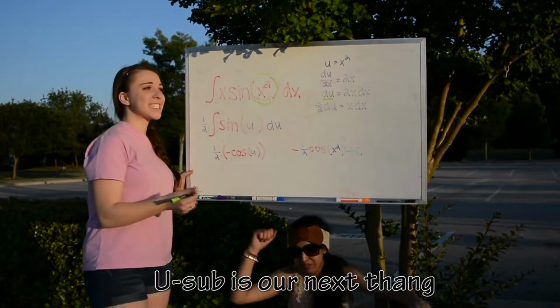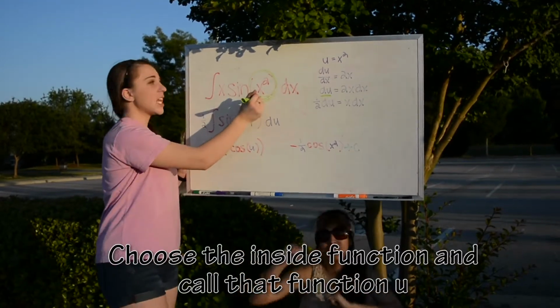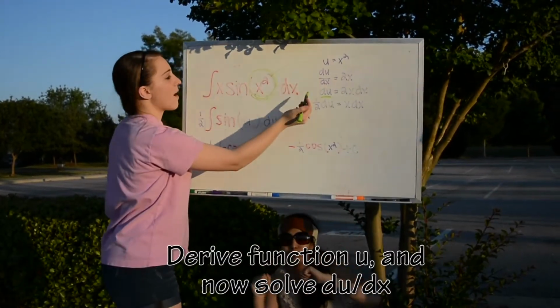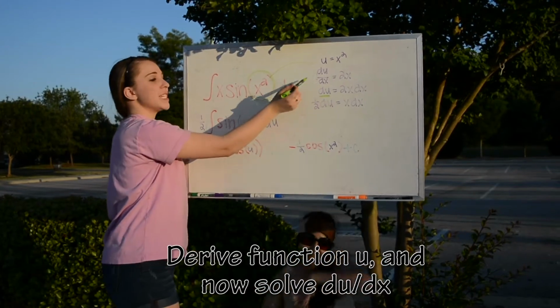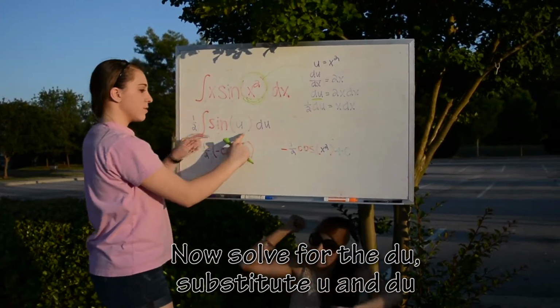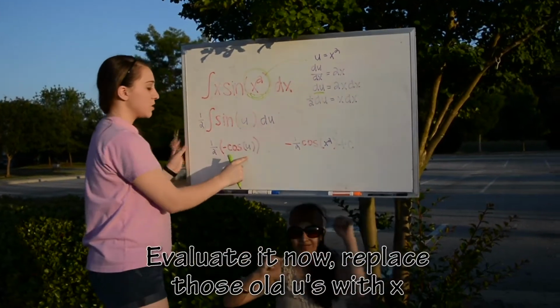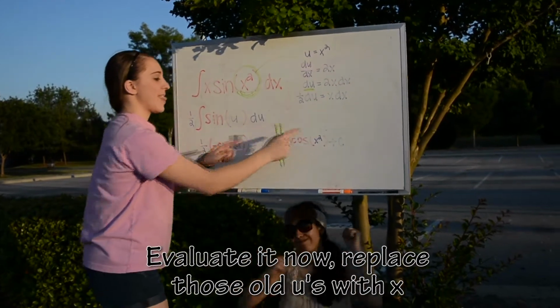U sub is our next thing. Choose the inside function and call that function u. Derive function u and now solve du dx. Now solve for the du, substitute u into u. Evaluate it, now replace those old u's with x.